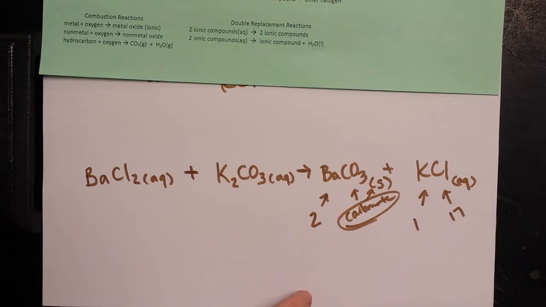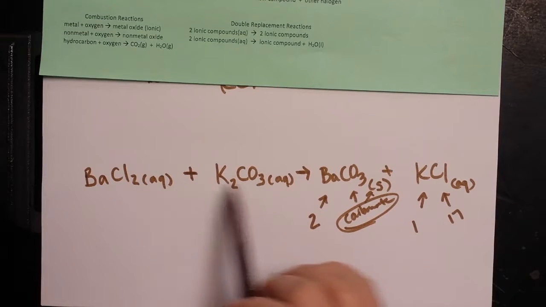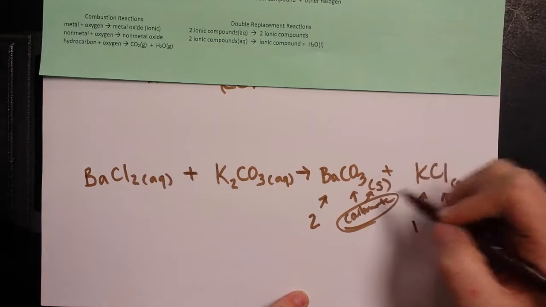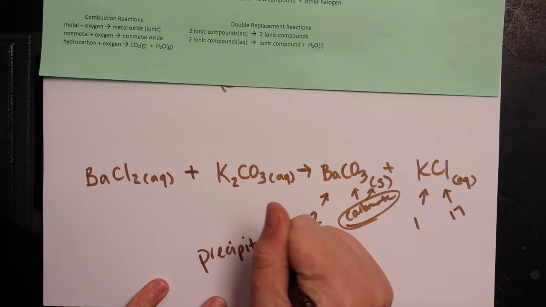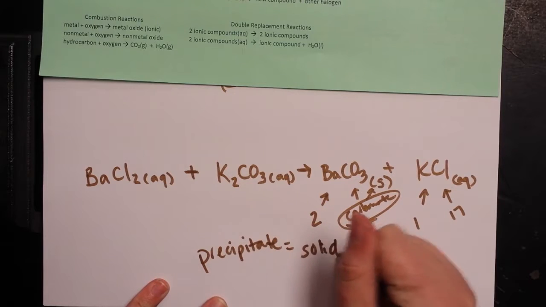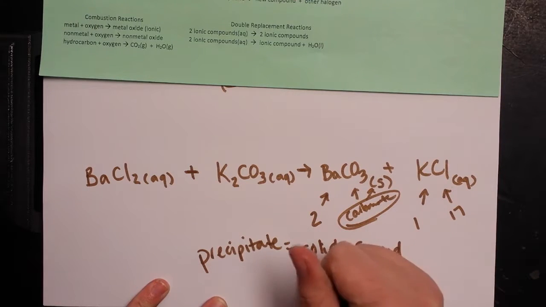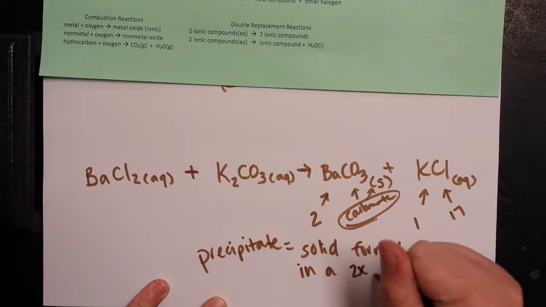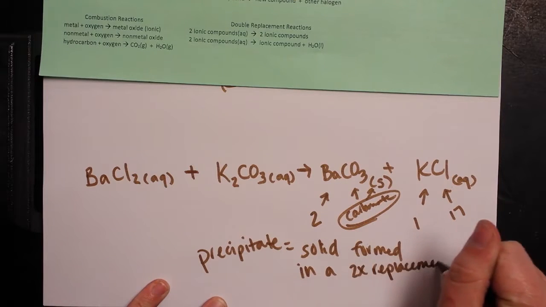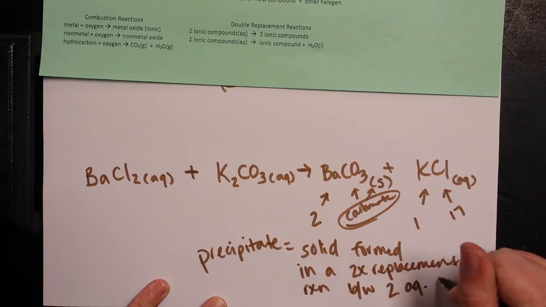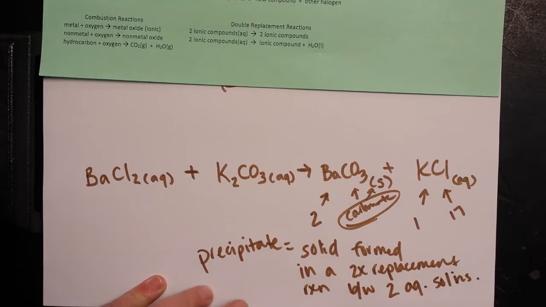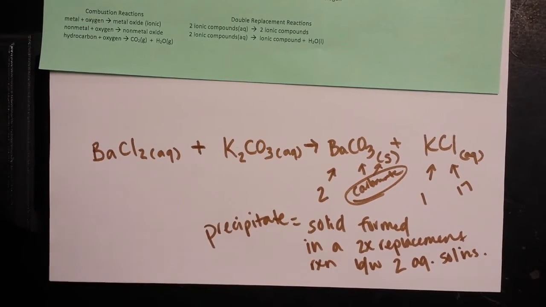In our lab that we're going to do on Wednesday, Thursday, and maybe into Friday, we're going to do a bunch of kinds of reactions, and you'll get to see a few examples of double replacement reactions where you do form a precipitate. And remember, a precipitate means a solid formed in a double replacement reaction between two aqueous solutions. Sorry for the shorthand, but that helps me. All right.